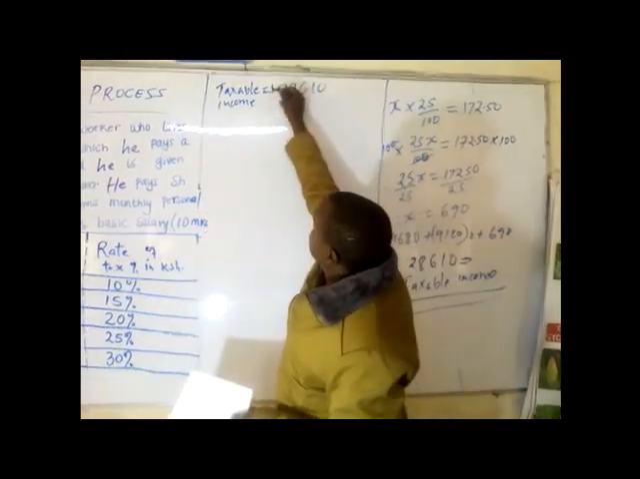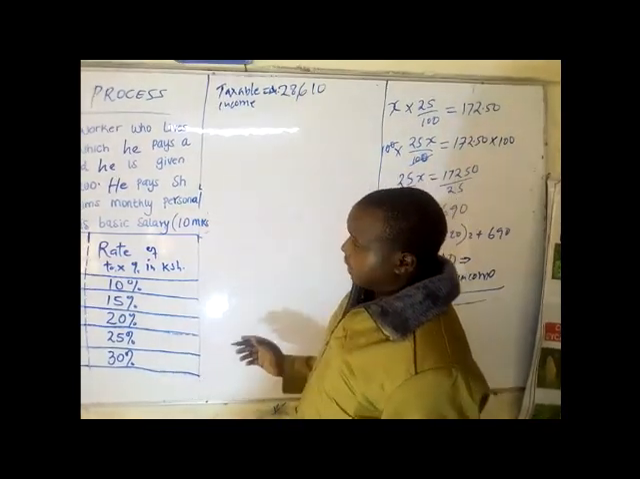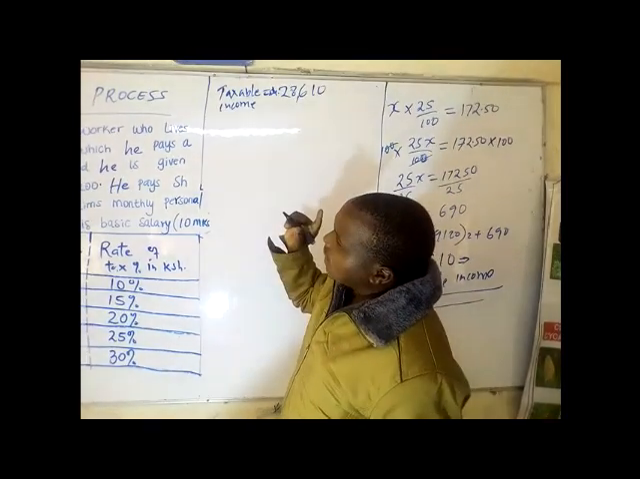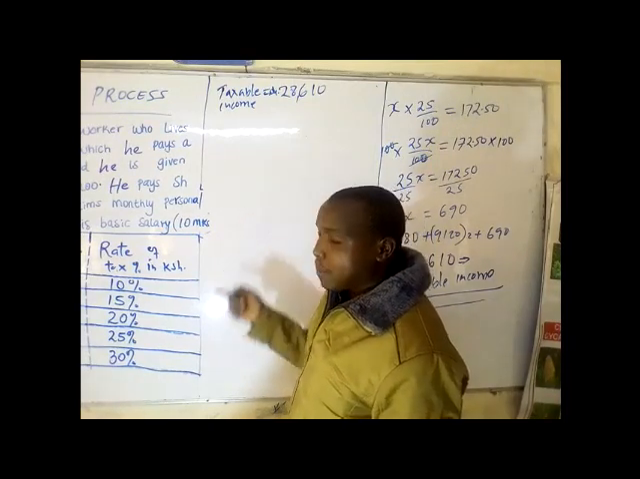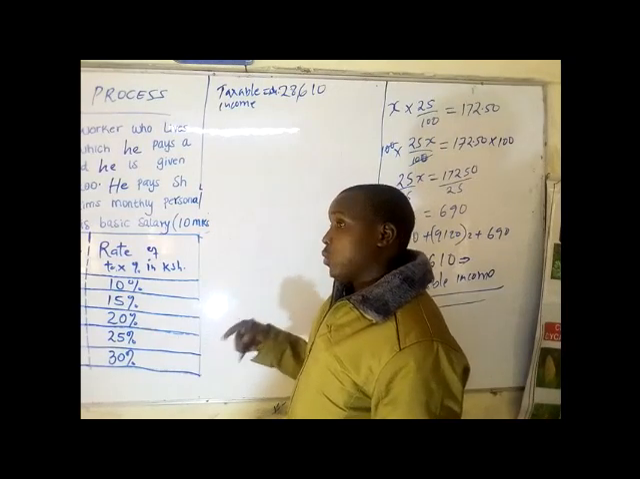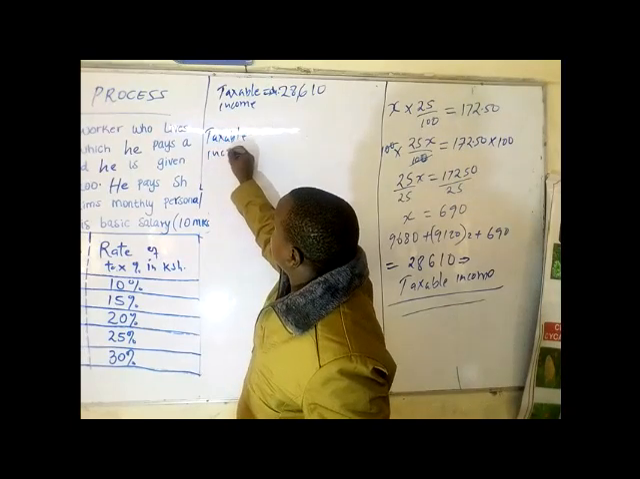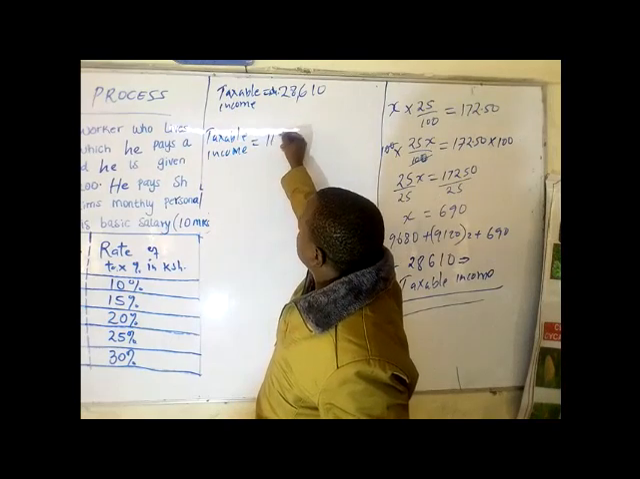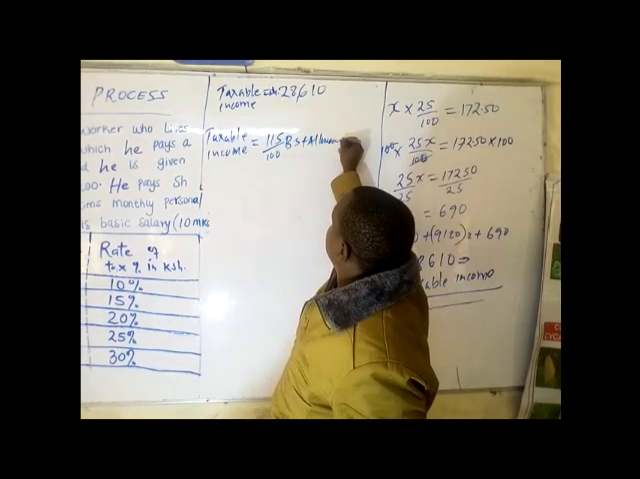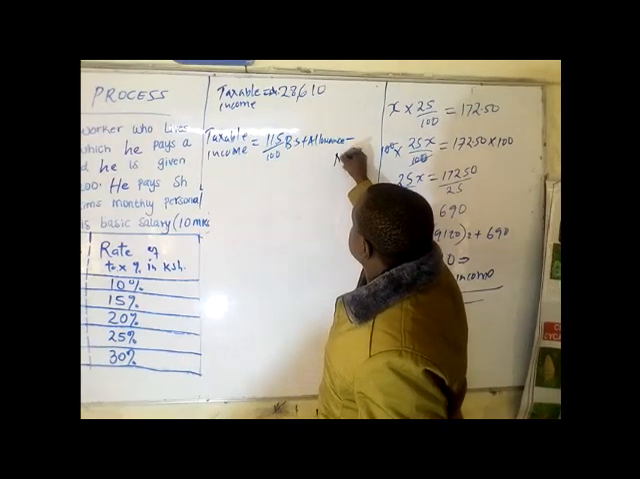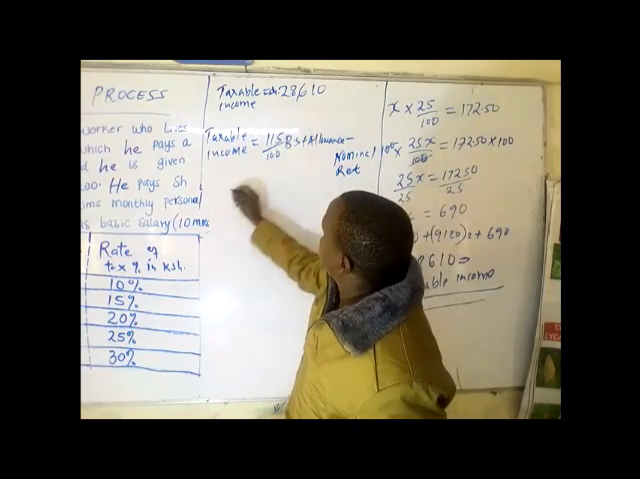28,610 Kenya shillings. We are asked to calculate basic salary, but we know that an employee who is employed by the employer and is given a government house, or a company house, or a school house, where the person lives, we know that the taxable income for that person will be equal to 115 over 100 of basic salary plus allowances, and you subtract the nominal rent.